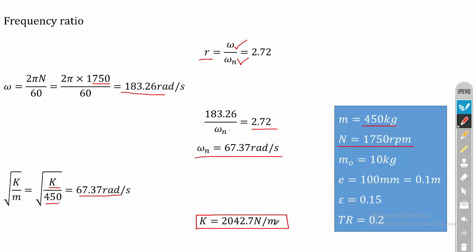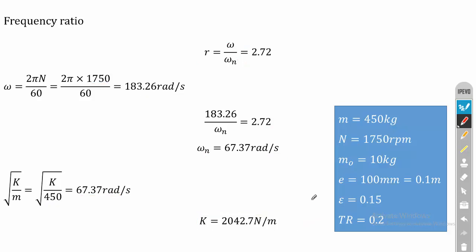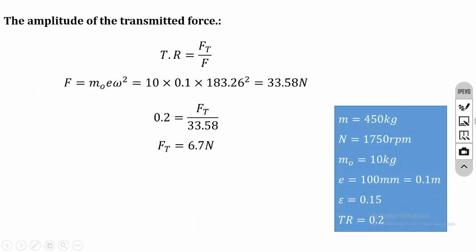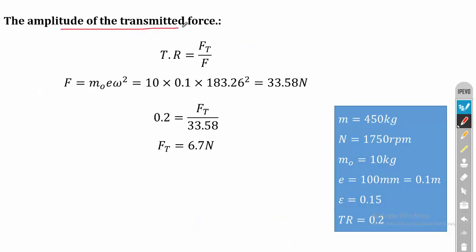So here in the problem only one spring, or only one isolator, is used. That is why we have calculated the overall stiffness. If 2 to 3 springs are used, then finally we have to divide the calculated stiffness value by the number of springs. Then the second subdivision is calculation of amplitude of the transmitted force.